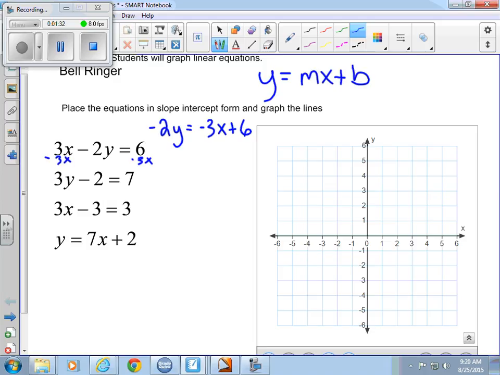Questions so far? Now what? Divide by negative 2. I do have to divide every piece by negative 2. So I get negative 3 divided by negative 2, which is just 3 over 2. And then 6 divided by negative 2, which is negative 3. Any questions so far? The slope would be 3 over 2. The y-intercept would be negative 3. I can graph it based on that information, can't I?